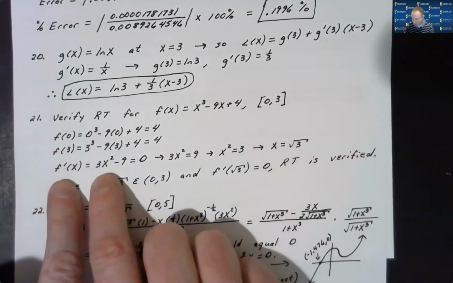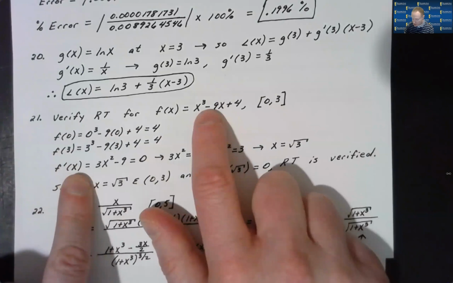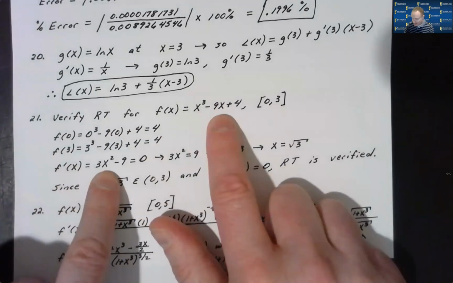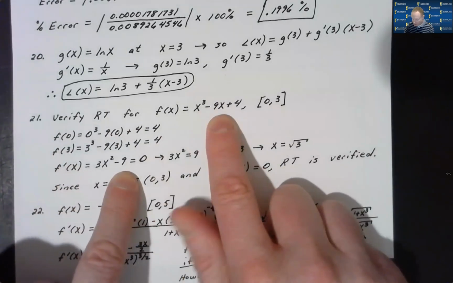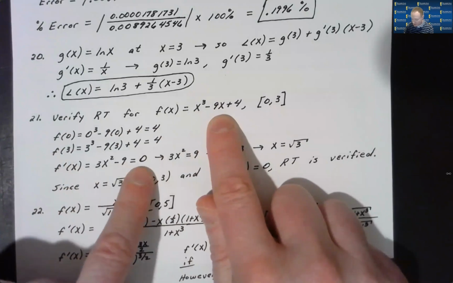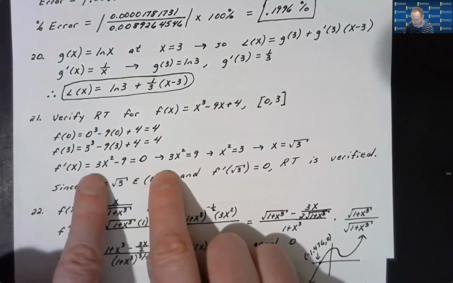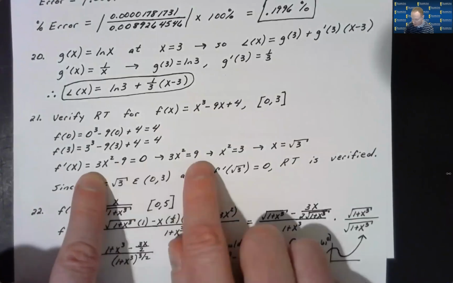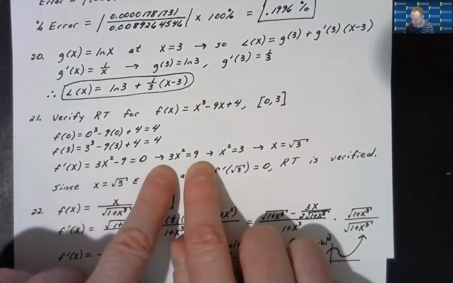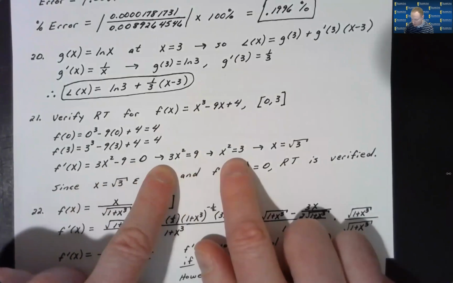Then I come down here, I take the derivative of my function, which is just going to give me 3x squared minus 9, just simple power rule. I take that derivative, set it equal to 0. When I do, I can say, well, if I set that equal to 0, then 3x squared is equal to 9. Divide by 3, that gives you x squared is equal to 3.